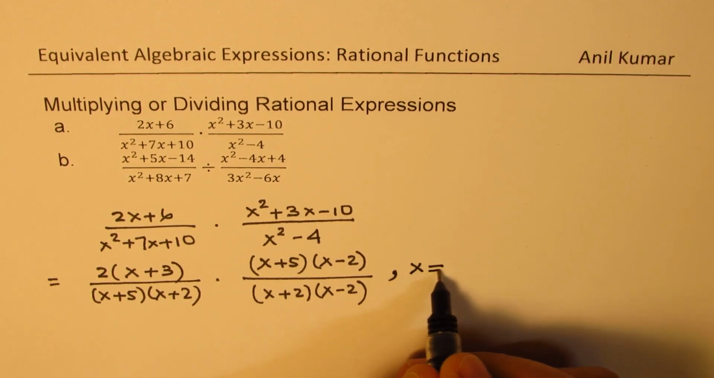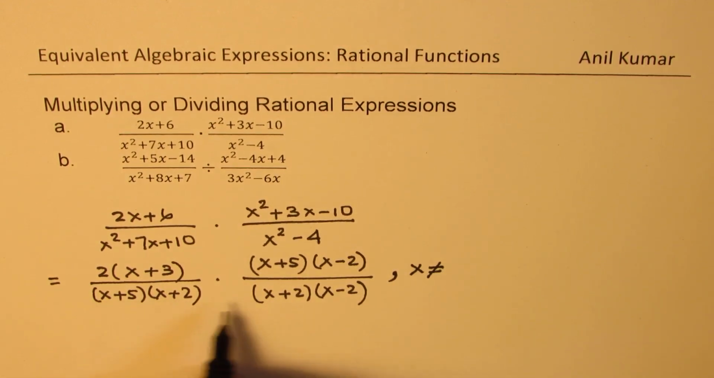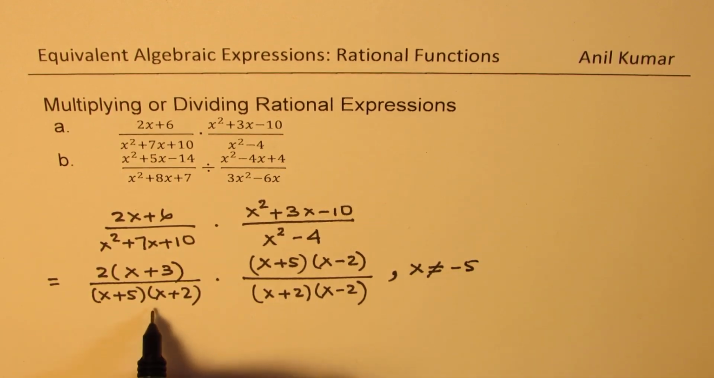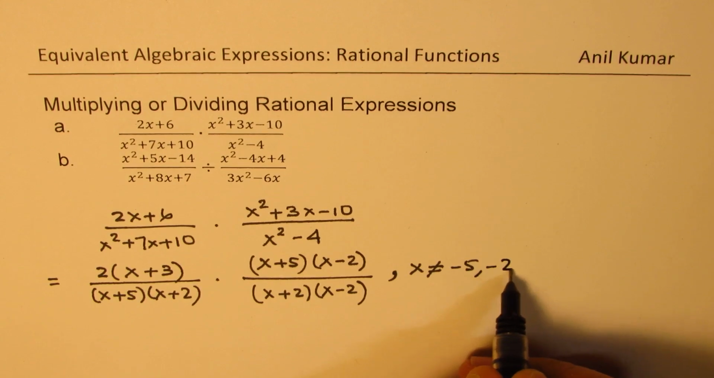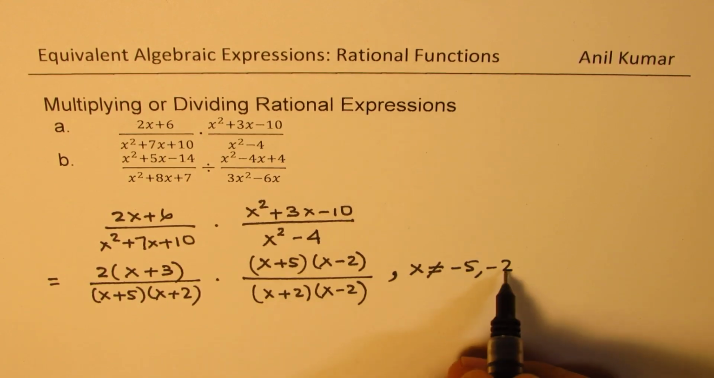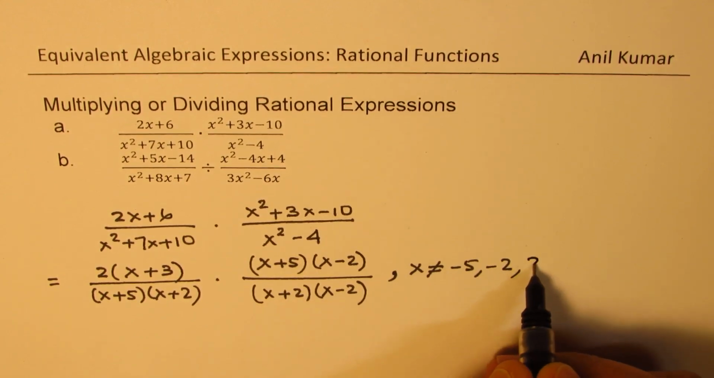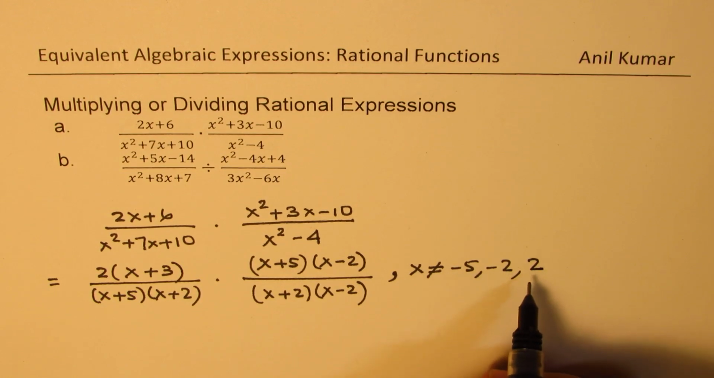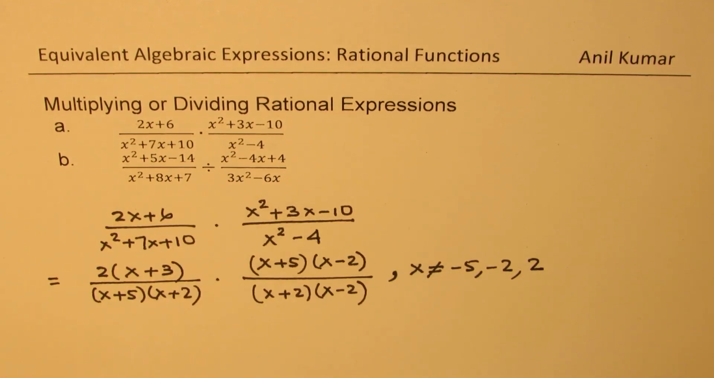We say x is not equal to, denominator cannot be 0. So that gives you minus 5, which can make this 0. This is minus 2. This is also minus 2, which we have already included, and that is plus 2. So these are the three restrictions on our example which we are working with.